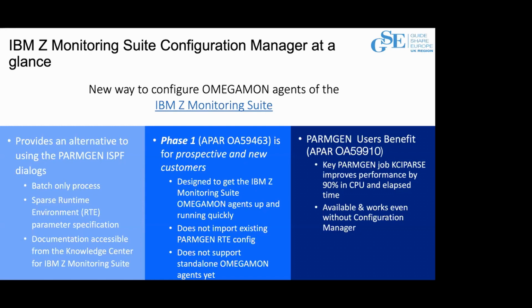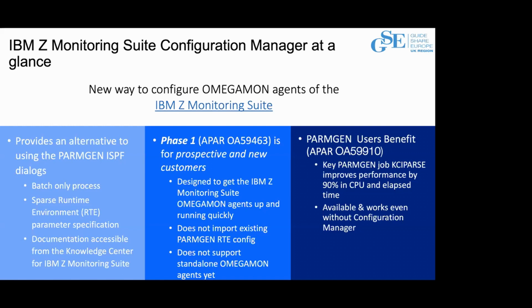It does not import existing PalmGen runtime environment configs at the moment. So if you're an existing OMEGAMON user and you've used PalmGen, you'll have your own PalmGen runtime environment config files. They won't be imported into the config manager today with the APAR above, but we are looking at that. It does not support standalone OMEGAMON agents yet as well. So if you're not in a suite, you just have standalone agents, those aren't managed with Configuration Manager today because they're not part of the suite yet. But we'll talk about future ideas later on in the slide.